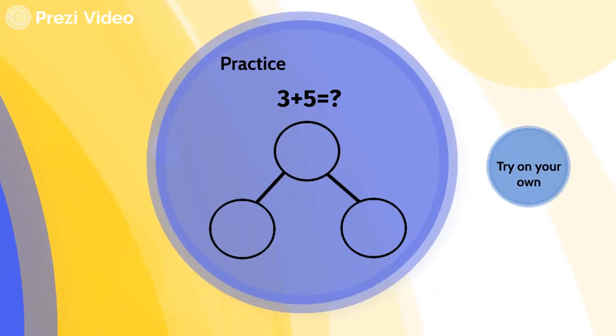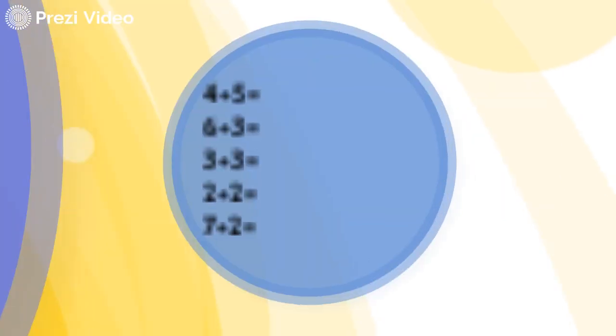Let's practice. 3 plus 5 equals what? Where am I supposed to put my 3? If you said on one of the part circles, you're correct. I'm going to put it on my left side. I like working left to right. Now, where should I put my 5? Did you say put it in the part side? Good job. 3 plus 5 equals 8.